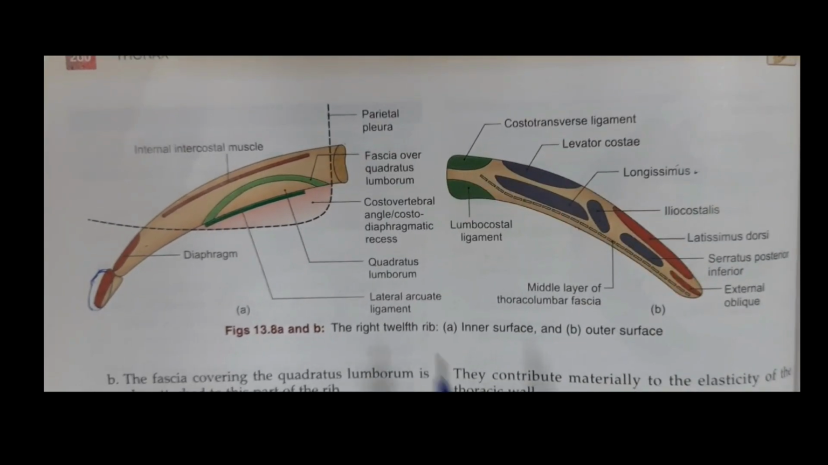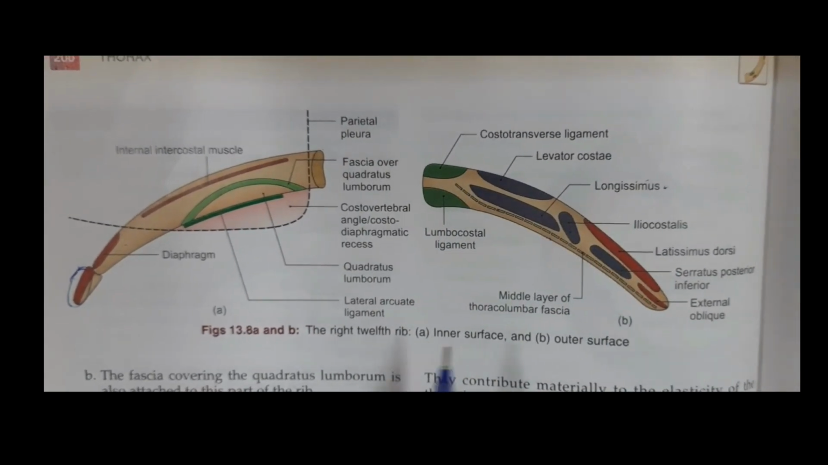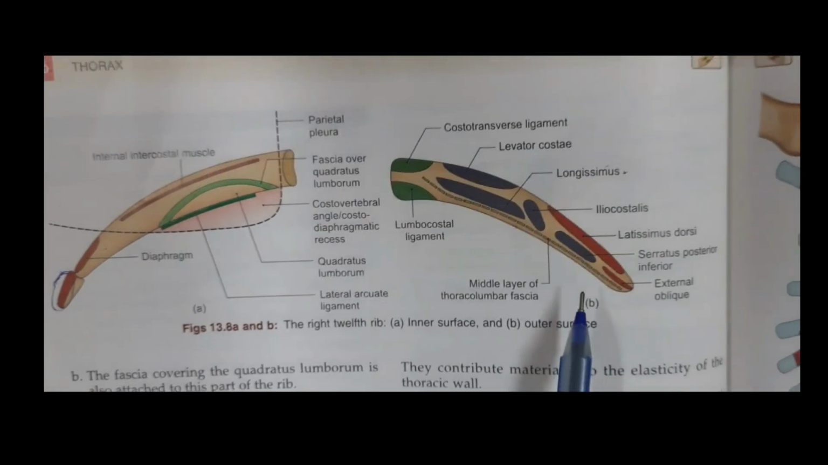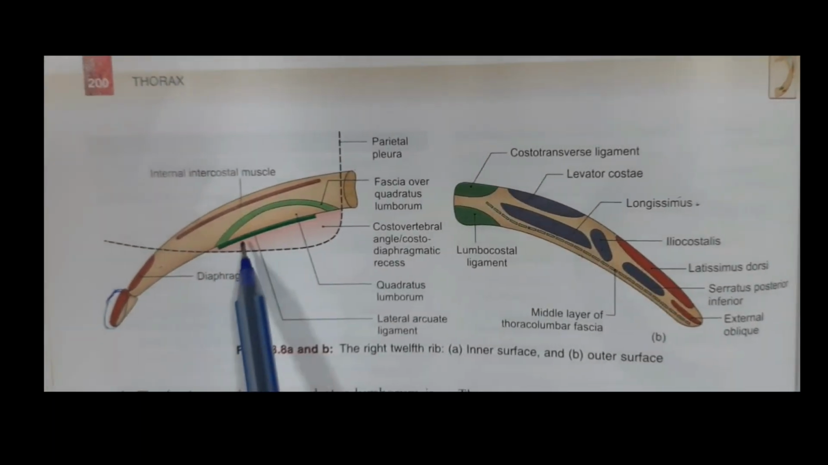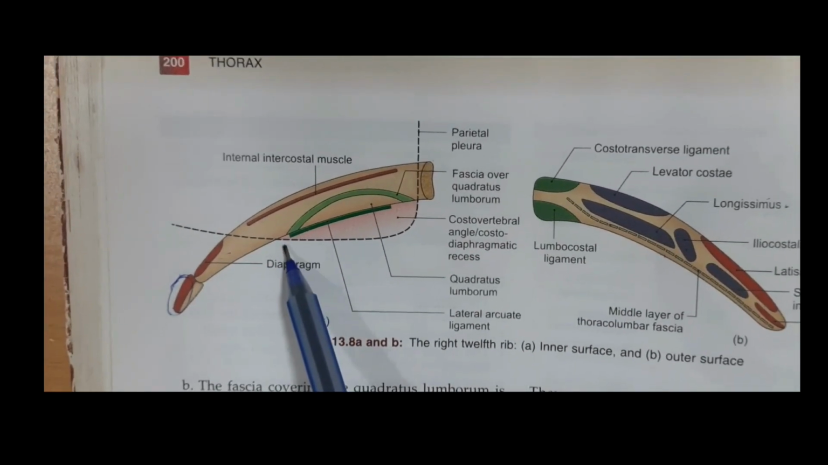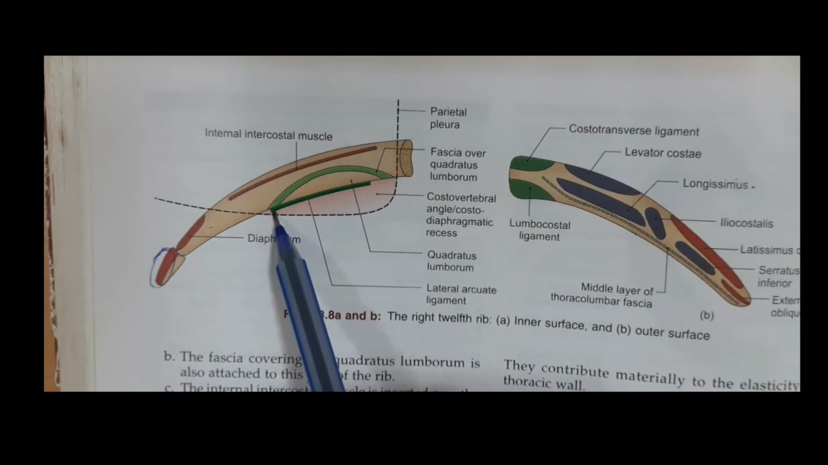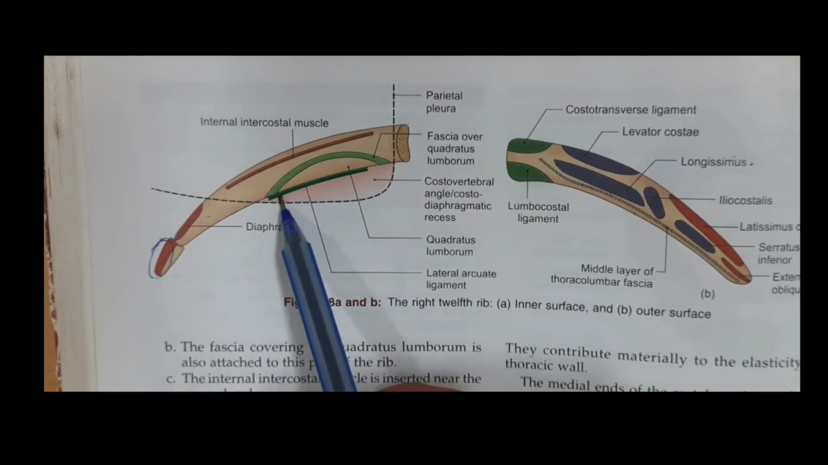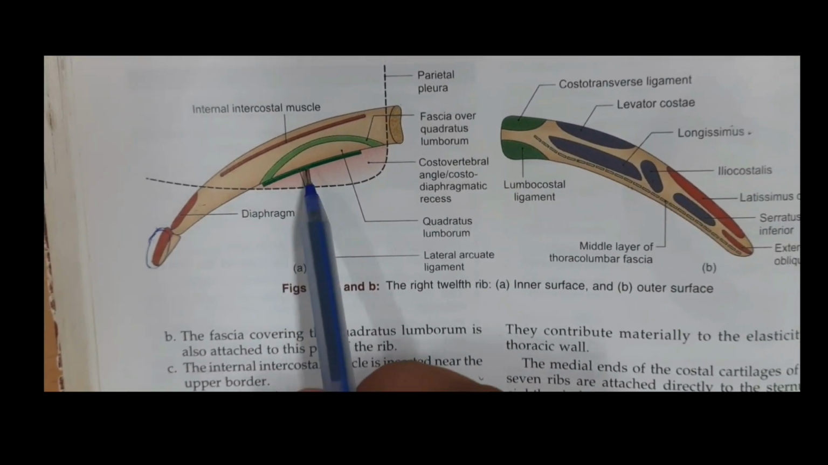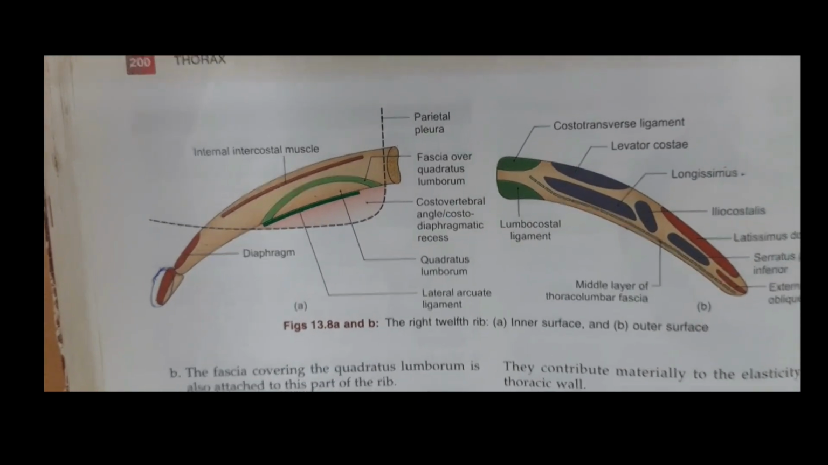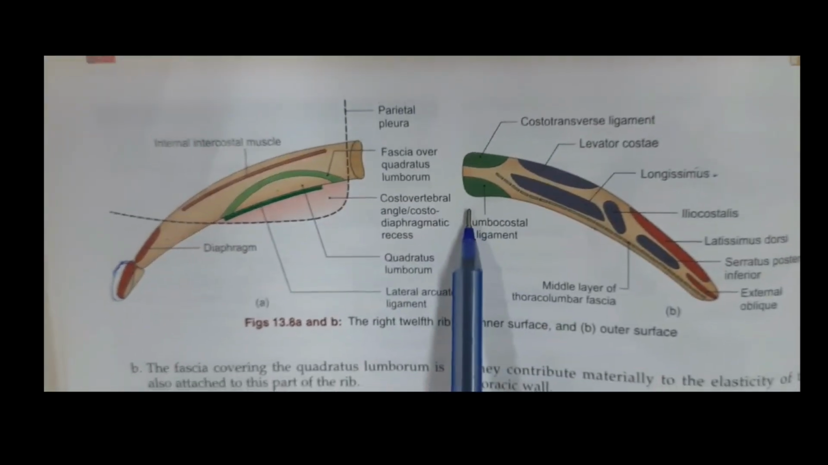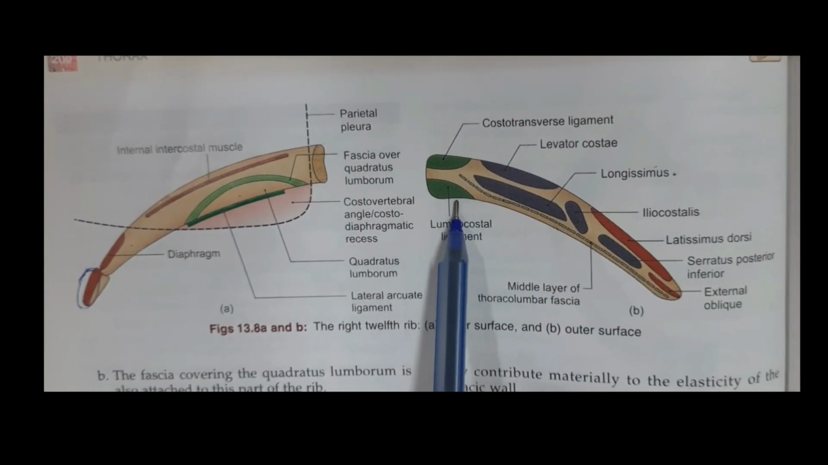Coming to the attachments over the lower border, there will be the middle layer of thoracolumbar fascia, then there will be the lateral arcuate ligament. See here, we can easily see from the anterior aspect. So in the lower border, anterior aspect, there will be attachment of the lateral arcuate ligament that will lie lateral to the quadratus lumborum muscle. And lastly, at the lower border there will be the lumbocostal ligament.